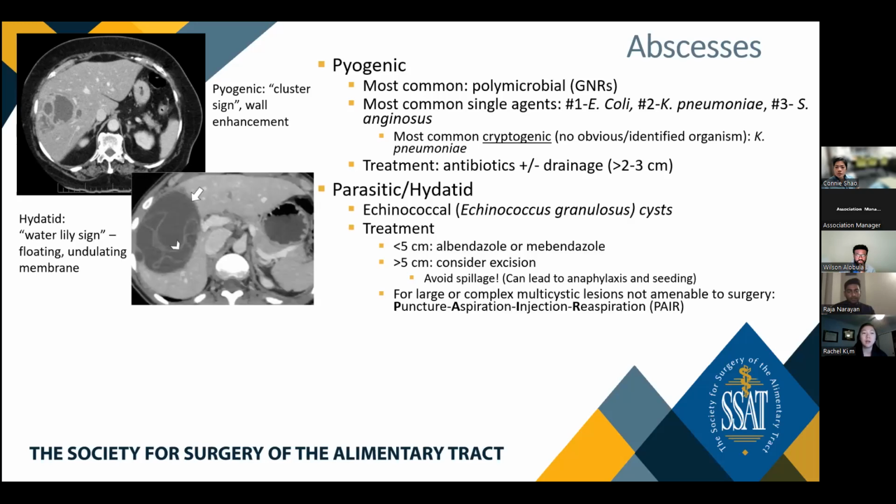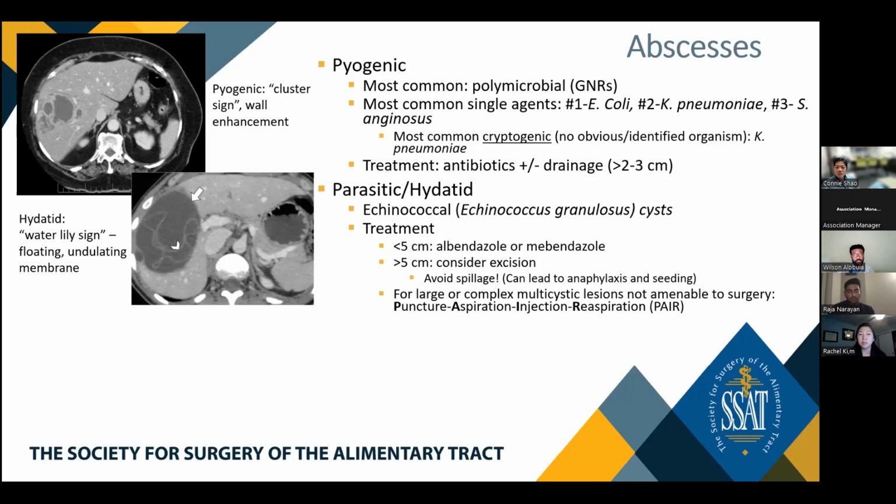We have parasitic or echinococcal cysts as well. These have the classic water lily sign, that double-walled floating undulated membrane in the cyst. You don't want to aspirate or drain these as a simple procedure, because then you risk spillage and anaphylactic reactions. So for the treatment, most cysts respond very well to medical treatment like albendazole or mebendazole.